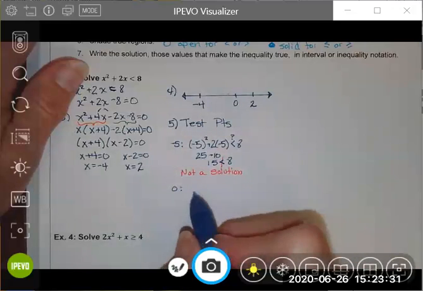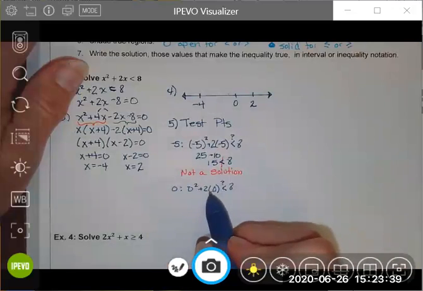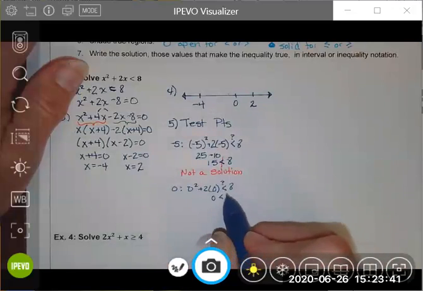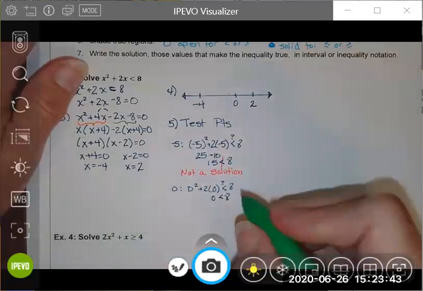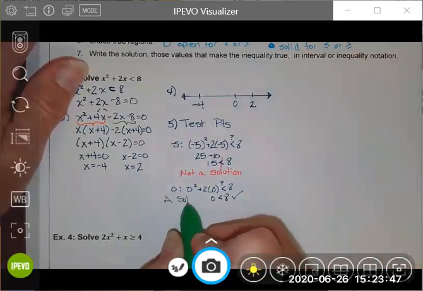Let's test 0. 0 squared plus 2 times 0. Is that less than 8? 0 squared is 0. 2 times 0 is 0. Is 0 less than 8? And the answer is yes, it is. So this is a solution.